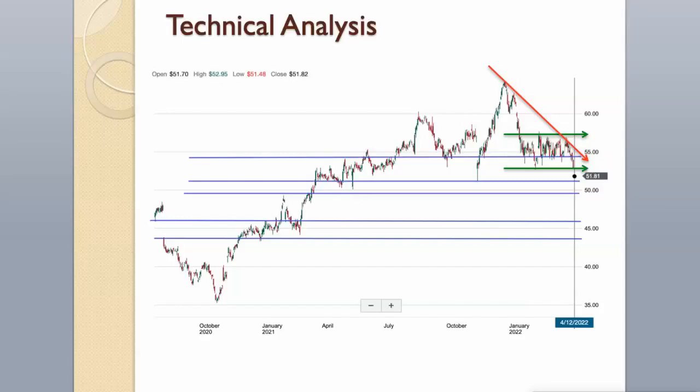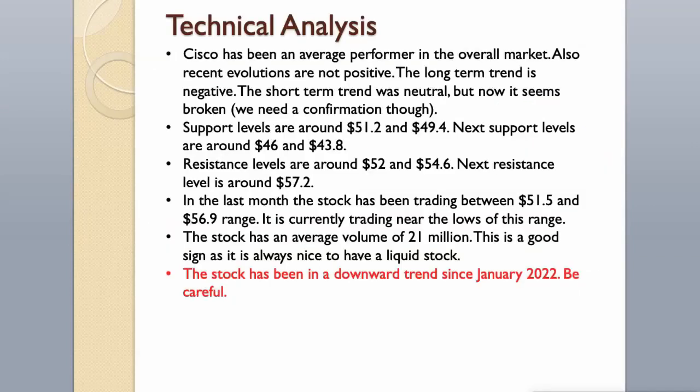In the last month the stock has been trading between $51.50 and $56.90 range. It is currently trading near the lows of this range. The stock has an average volume of 21 million. This is a good sign as it is always nice to have a liquid stock. The stock has been in a downward trend since January 2022. Be careful.